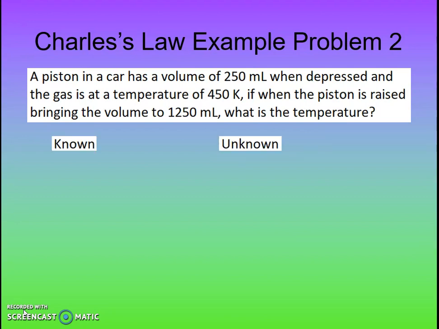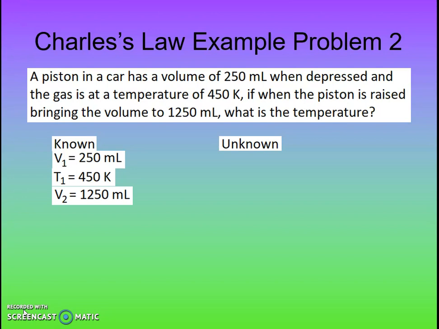So we know that the initial volume is 250 milliliters. V1 is 250 milliliters. And at that volume, the temperature is 450 Kelvin. So temperature, T1, is 450. Luckily, that's already in Kelvin, so we're not going to have to change it. But then the volume expands to 1,250 milliliters. So V2 is 1,250 milliliters. And then we solve for the temperature at that volume. So T2.